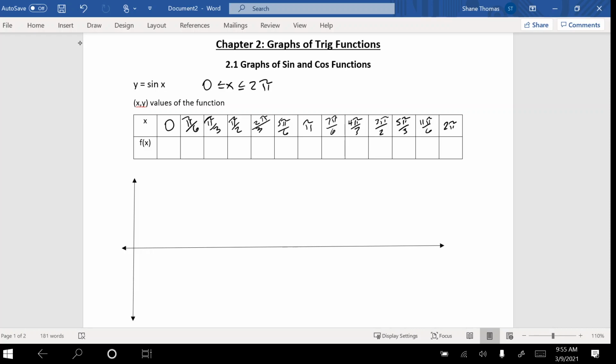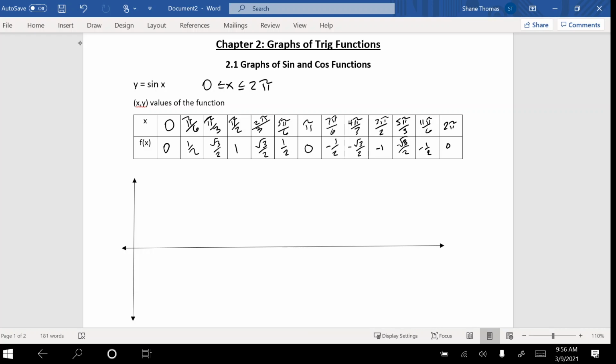But every time you find the sine of 0, the sine of pi over 6, you're going to get the same answer. Okay? They're going to be 0, 1/2, root 3 over 2, 1, root 3 over 2, 1/2, 0, negative 1/2, negative root 3 over 2, negative 1, negative root 3 over 2, negative 1/2, and 0.